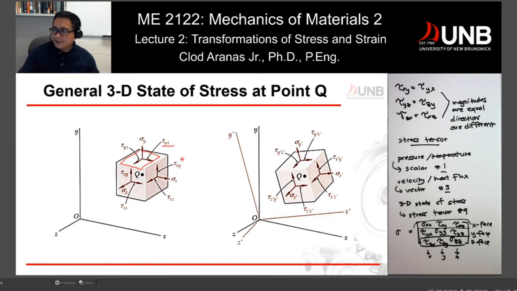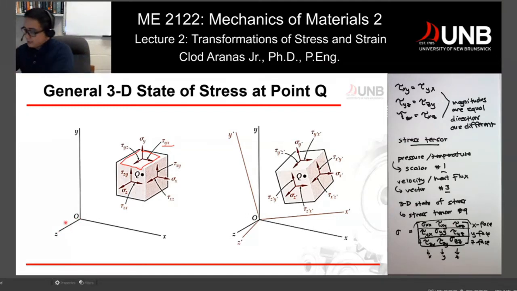And in this particular case, if we go back to our slide, we can assume, for example, that our sigma z is equal to 0. We can also assume that everything that has z, so tau yz, tau xz, are all 0, which means we can eliminate this y-axis right here, at least for now, and then do our analysis.